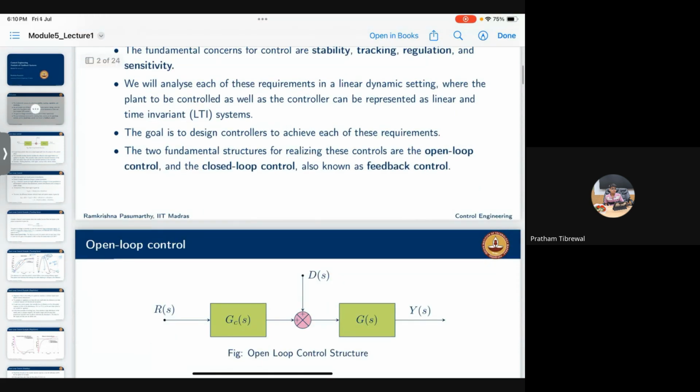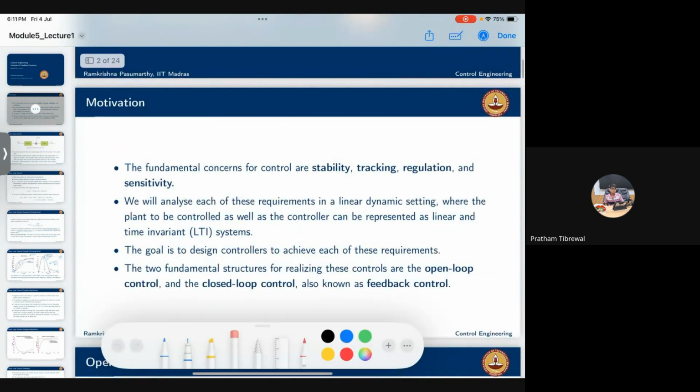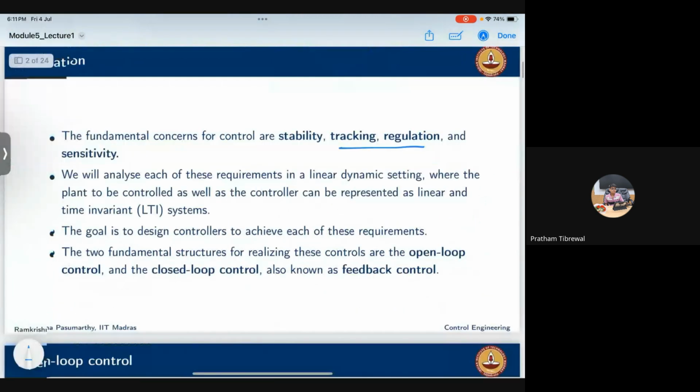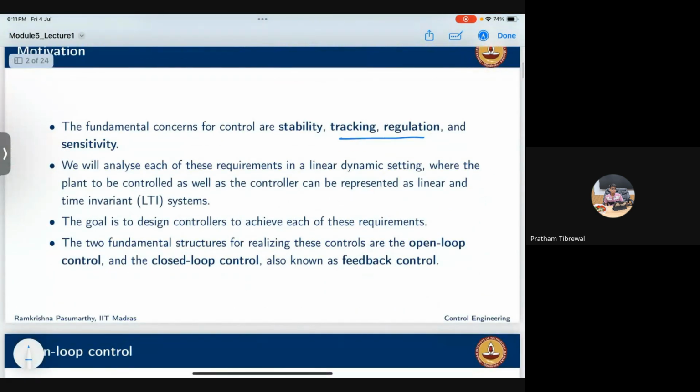So till now we have seen what stability is, and we are going to see what tracking and regulation are and how well they are going to help us in studying any system. We will analyze each of these requirements in terms of stability, tracking or regulation to help the system be controlled or give the desired response we need. But most probably this will be useful only for LTI systems.